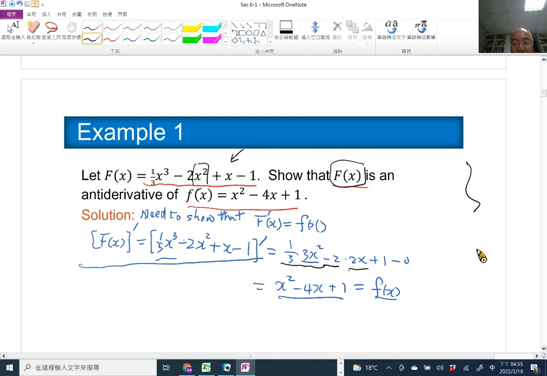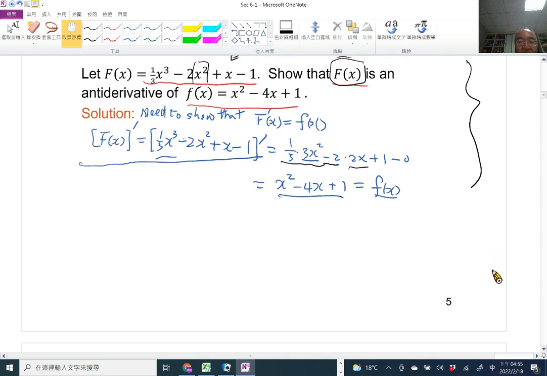And in this example, we will see how to show a function is an antiderivative of another function. You take the derivative of the first one and match the result with the second function. Or we can say we take the derivative of capital F of x and see if its answer is equal to lowercase f of x. And if this is true, then we can say capital F of x is an antiderivative of lowercase f of x. Okay, so it seems pretty easy to verify.